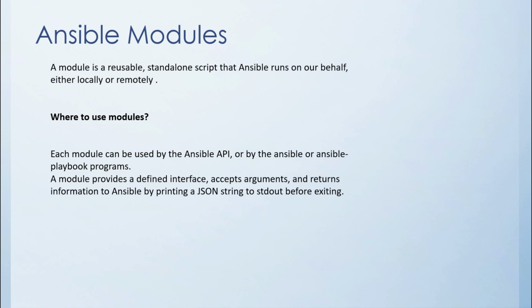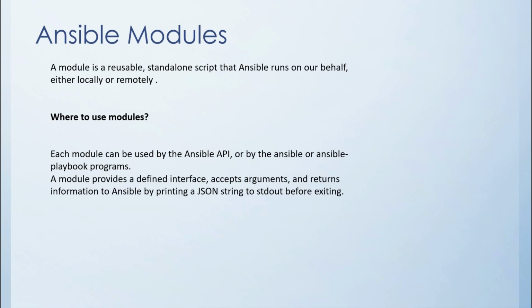Where to use Ansible modules? The next question is where to use them. Each module can be used by the Ansible API or by the ansible or ansible-playbook programs. A module provides a defined interface that accepts arguments and returns information to Ansible by printing a JSON string to stdout before exiting. This is the theoretical part.